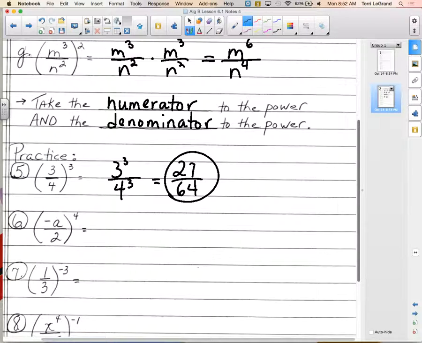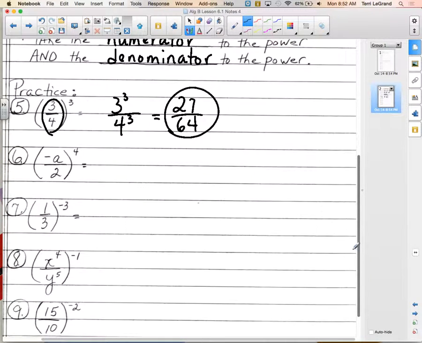So our final answer is 27/64. Now, if the fraction back in the beginning, where we started, can't be simplified, then we will not be able to simplify the final answer either. You can trust that that will be in simplified form.